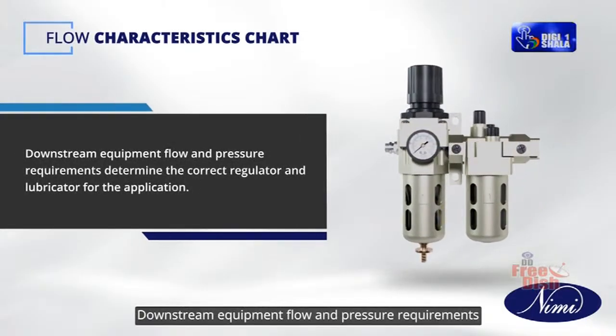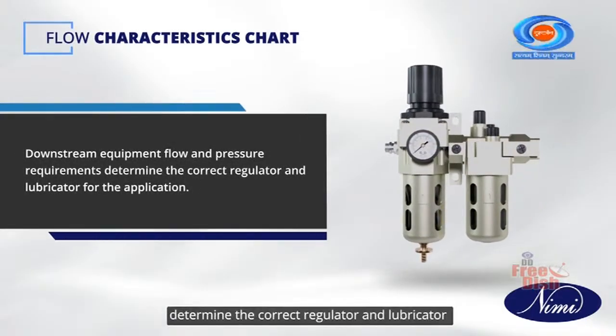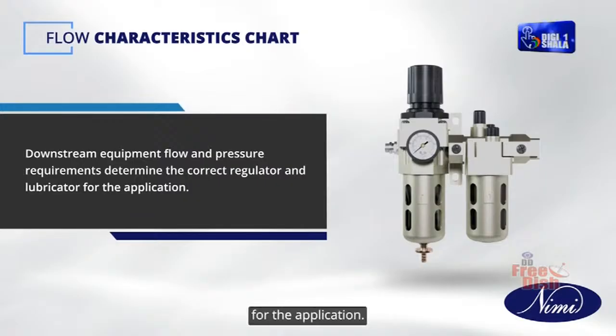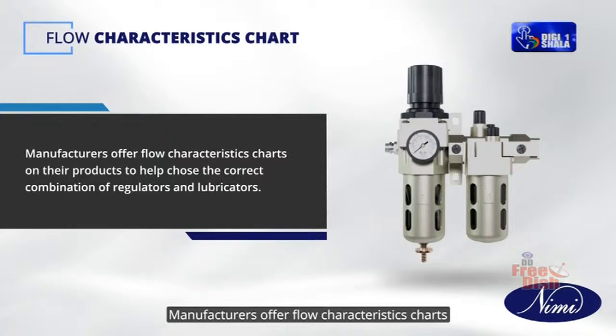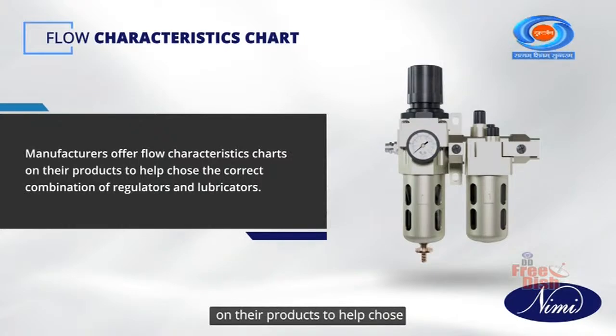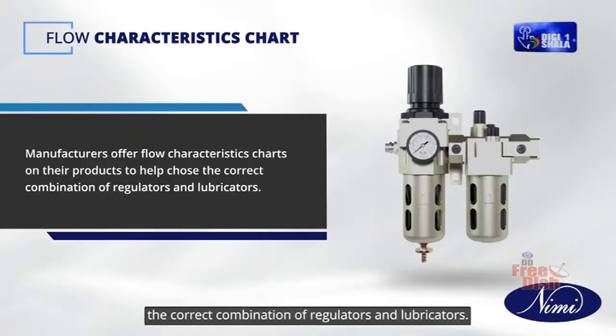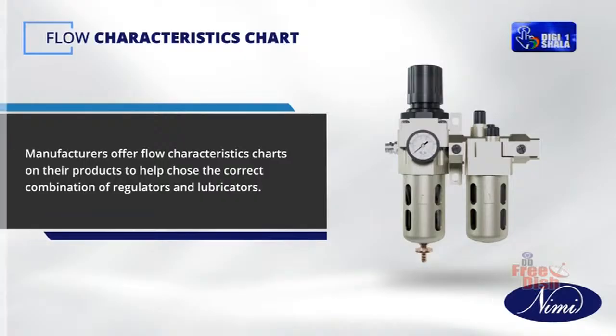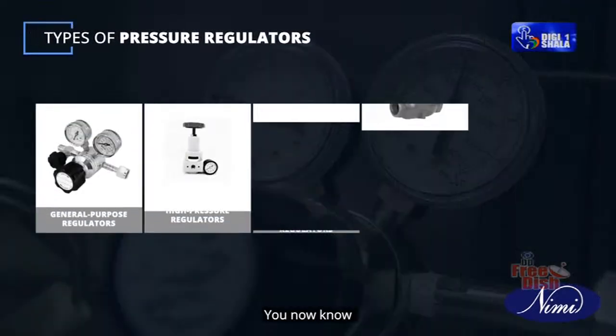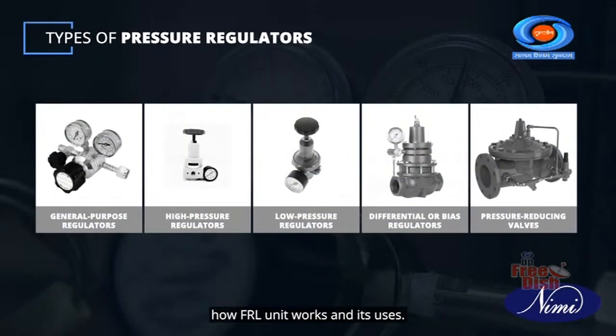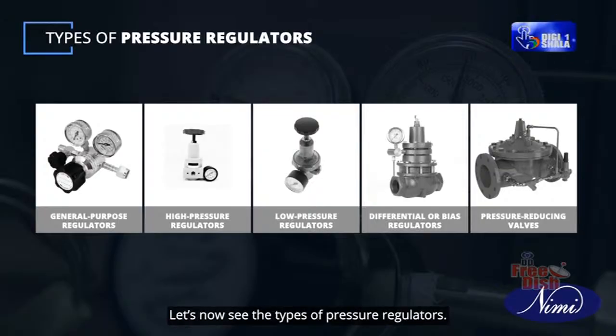Downstream equipment flow and pressure requirements determine the correct regulator and lubricator for the application. Manufacturers offer flow characteristics charts on their products to help choose the correct combination of regulators and lubricators. You now know how an FRL unit works and its uses. Let's now see the types of pressure regulators.